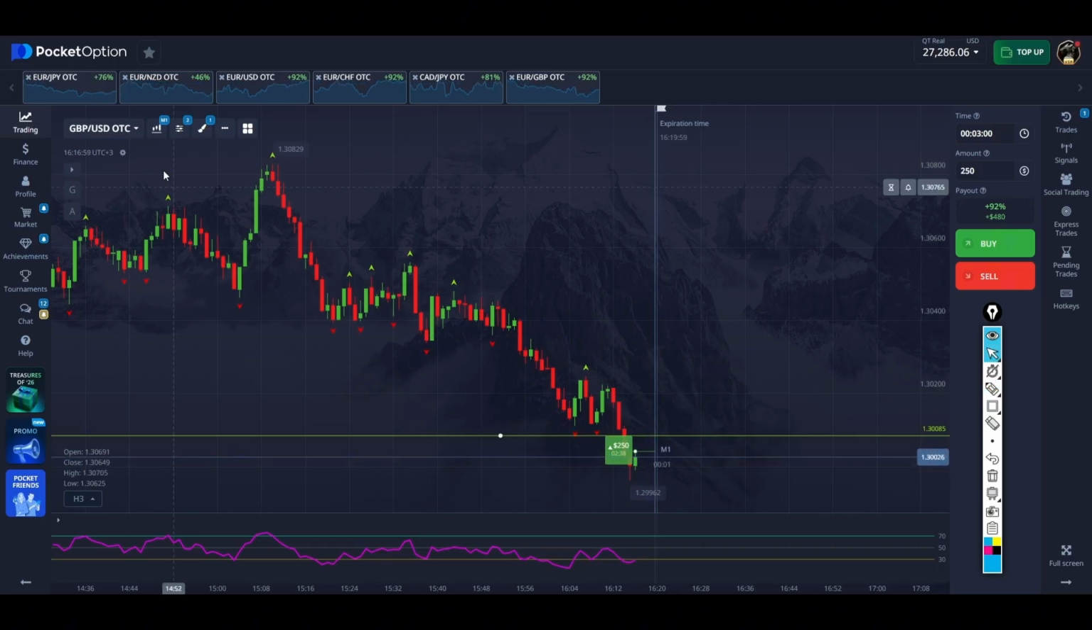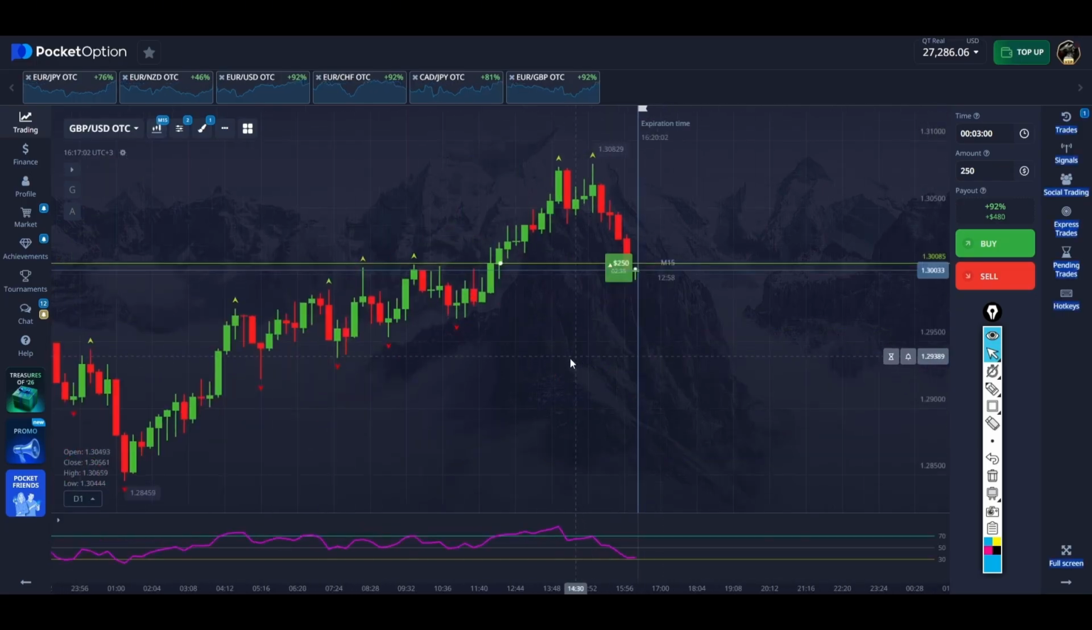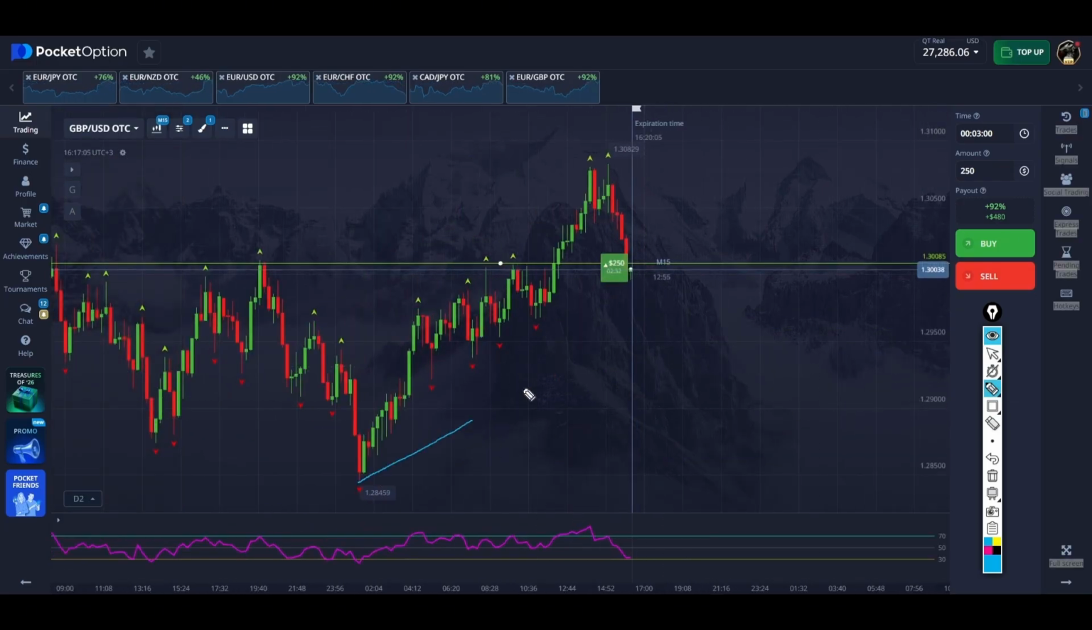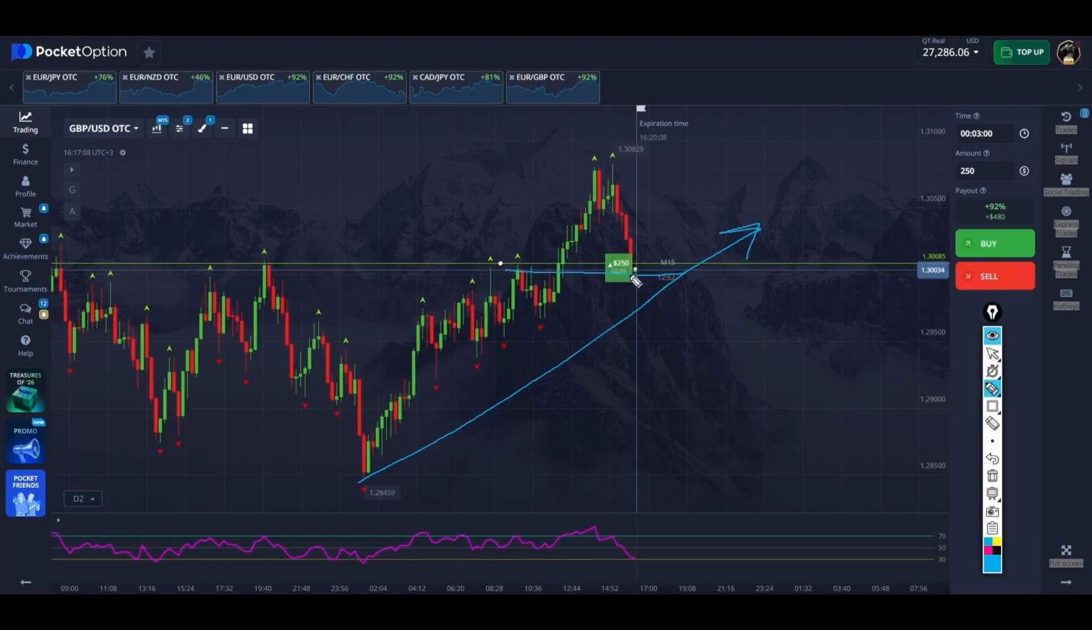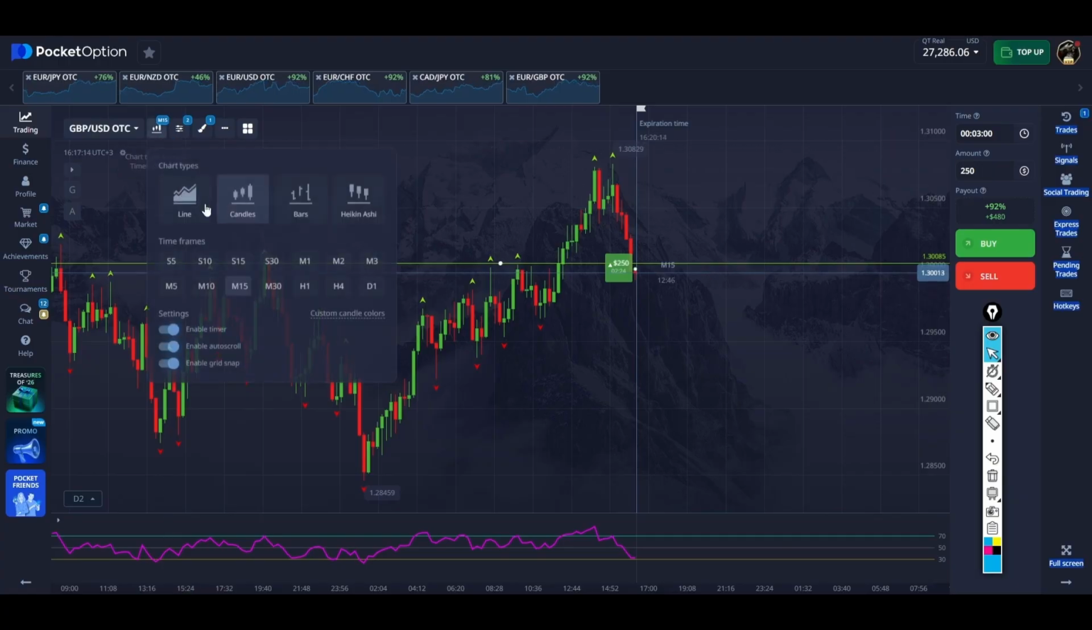Let's wait for this expiration to finish, and then I'll show you the exact parameters you need and how to find strong entry points. In this particular situation, I'm working with a divergence from the RSI indicator. Let's see how the trade closes.